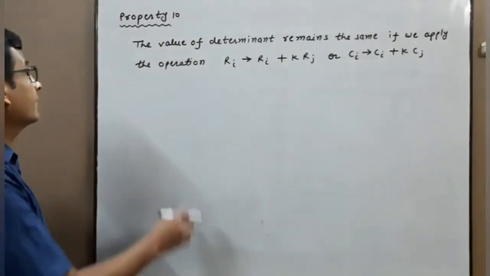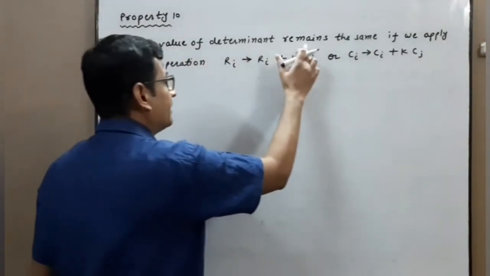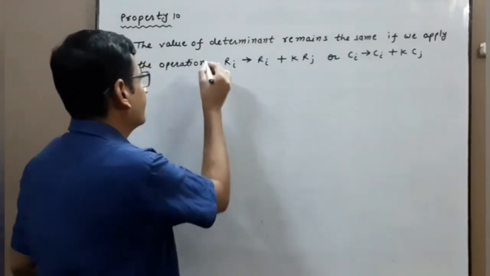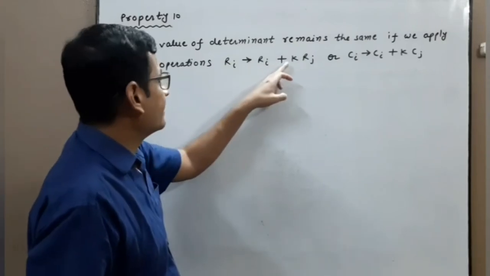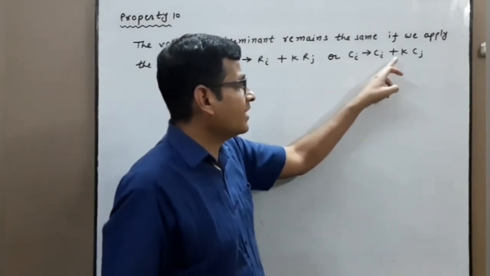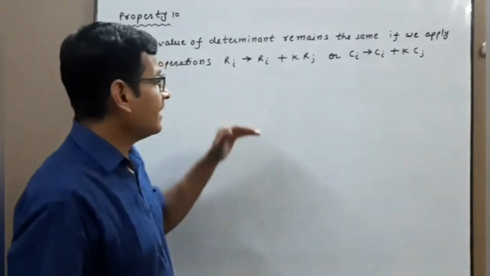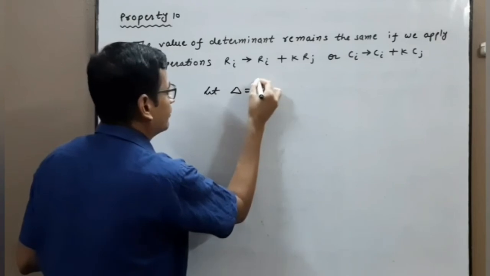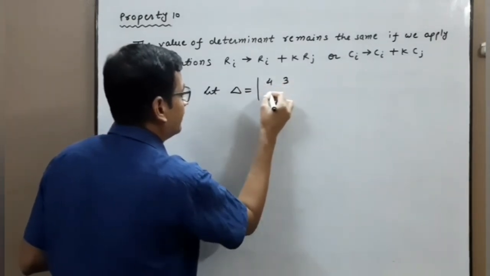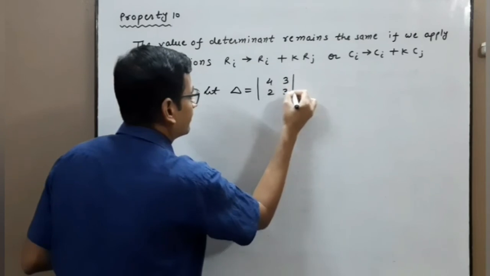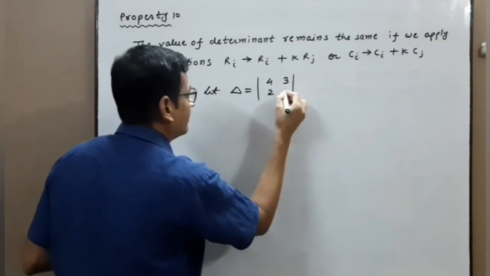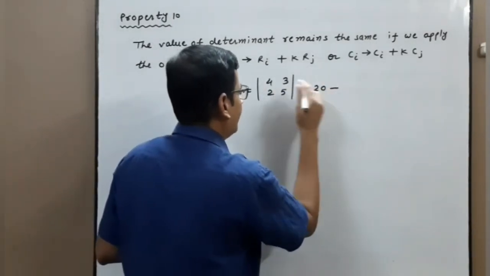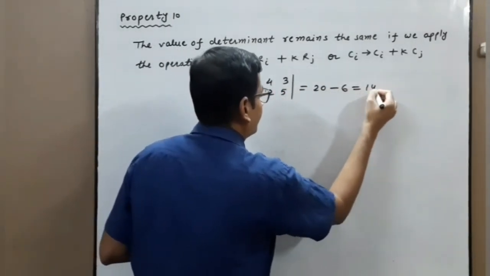Next property. The value of a determinant remains the same if we apply the operations Ri tends to Ri plus k into Rj, or Ci tends to Ci plus k into Cj, meaning an elementary operation. Let del equal 4, 3, 2, 5. This is equal to 4 into 5 is 20 minus 3 into 2 is 6, which is equal to 14.